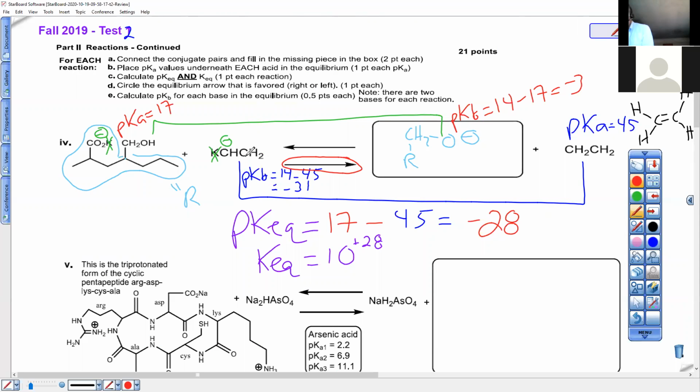But this is not an acid, it's a base, the conjugate base of this, and the base will take off whatever H is the most acidic here. Are we good? Yeah, thank you.